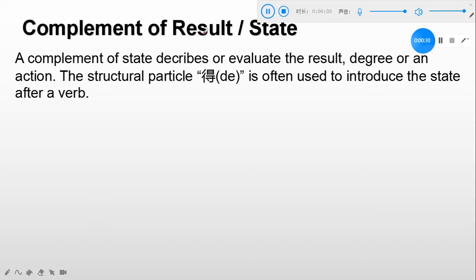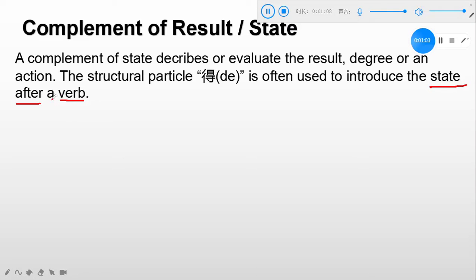The complement of result or the complement of state. Okay, the explanation is here. A complement of state describes or evaluates the result, degree, or state of an action. And the structural particle 得 is often used to introduce the state after a verb. Pay attention. The state has to be put after the verb.